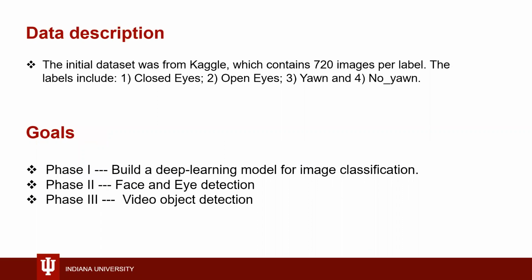For the data side, we used to train our model was downloaded from Kaggle, which contains around 700 images per category. And the categories include closed eyes, open eyes, yawn, and no yawn. For the goals, first we will build a deep learning model for image classification. For phase 2, we will do face and eye detection. And in phase 3, we will apply our model for video object detection.